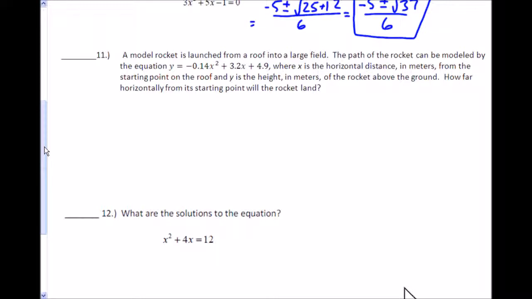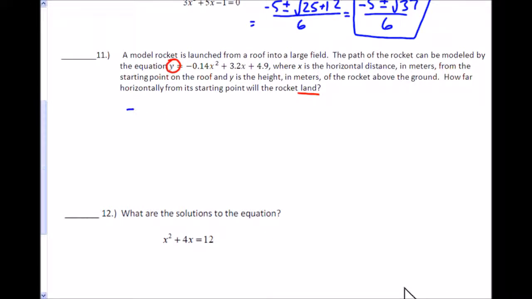Number 11, it says a model rocket is launched from a roof into a large field. Path of the rocket can be modeled by this equation. X is the horizontal distance in meters, and y is the height above the ground. We want to know how far, what's the horizontal distance when the rocket hits the ground, okay? And when the rocket hits the ground, we already know one thing when it lands. We know that the y value, the height, is 0, okay? So in other words, I'm going to plug this in.